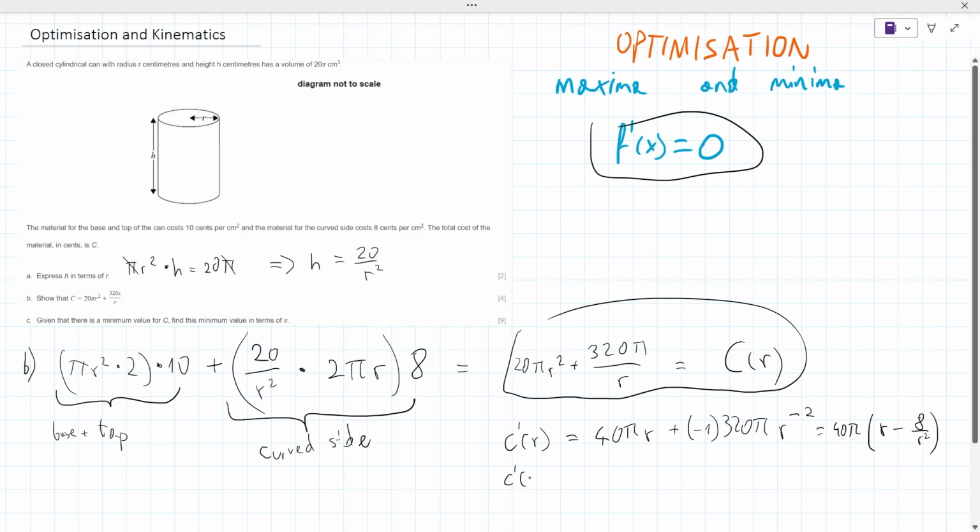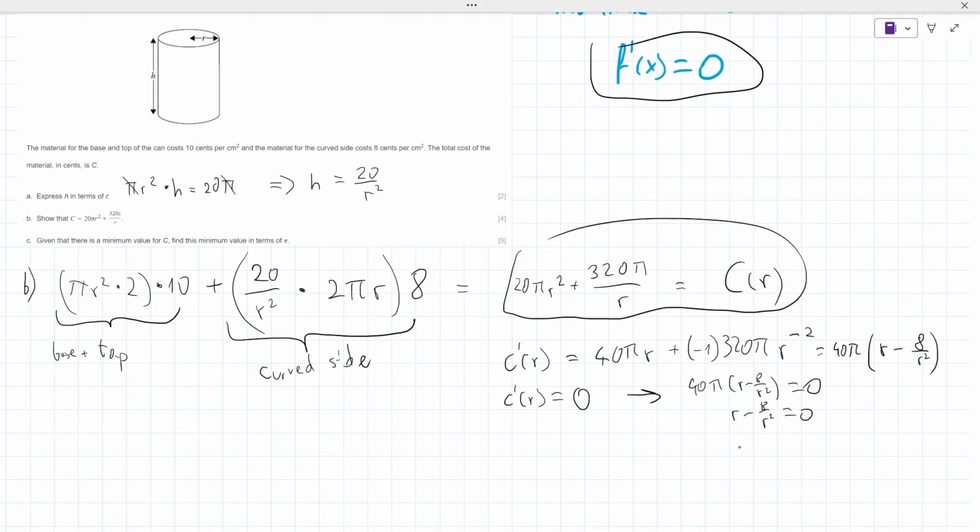And for some value of r, this is supposed to equal 0, because we're looking for a stationary point, we're looking for a minimum. So in other words, 40 pi times these brackets need to equal 0. So basically r minus 8 over r squared needs to equal 0. So this will be a polynomial we can multiply by r squared both sides, and we get r cubed minus 8 equals 0, r cubed equals 8, so r equals 2.